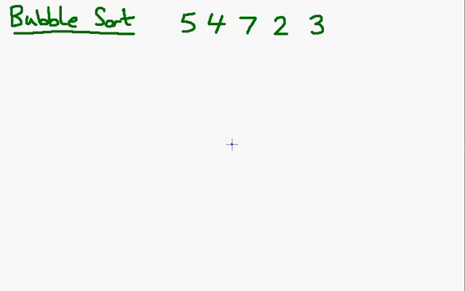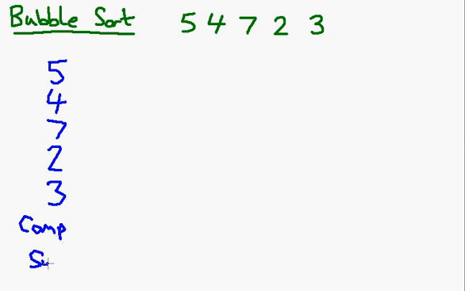Okay, so we're going to look at one of the sorting algorithms, in this case bubble sort. And say we've been asked to put the numbers 5, 4, 7, 2, 3 into ascending order. So what we do is we write them vertically: 5, 4, 7, 2, 3. And as we go, we are going to count the number of comparisons and the number of swaps that we have made.